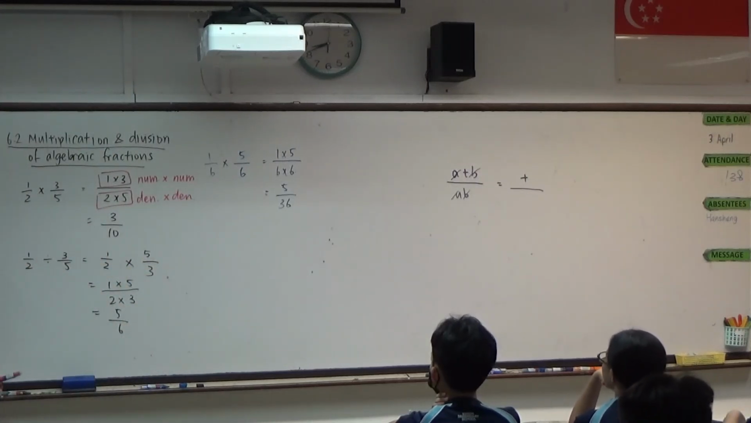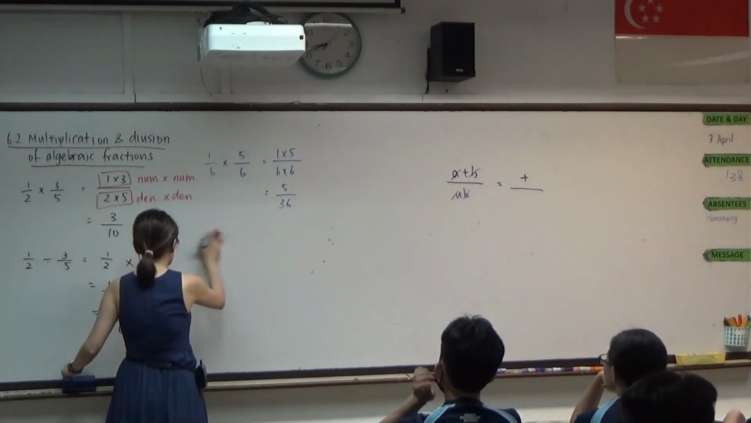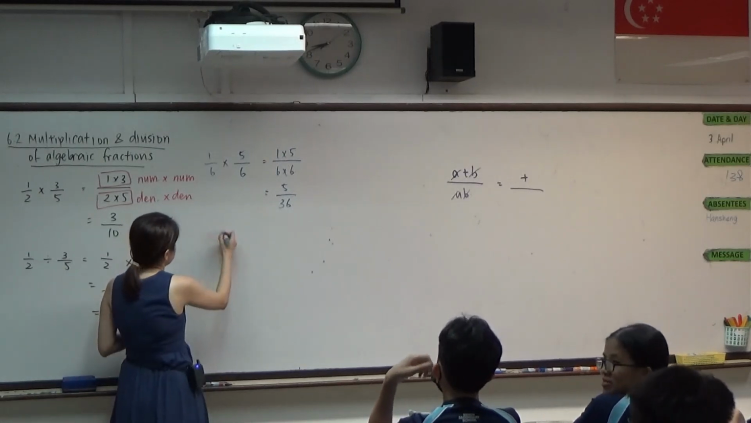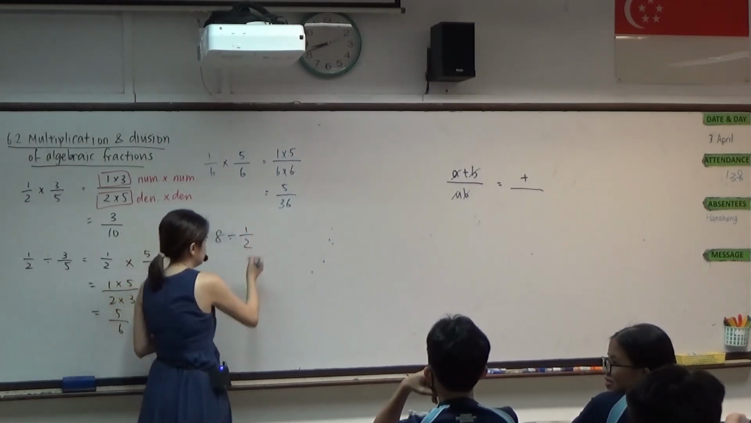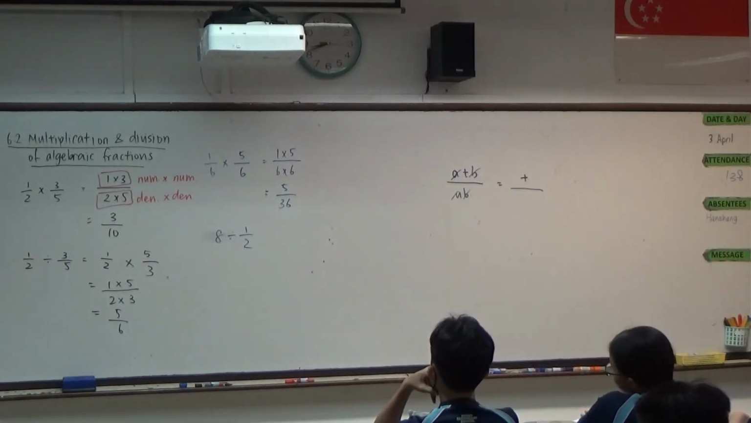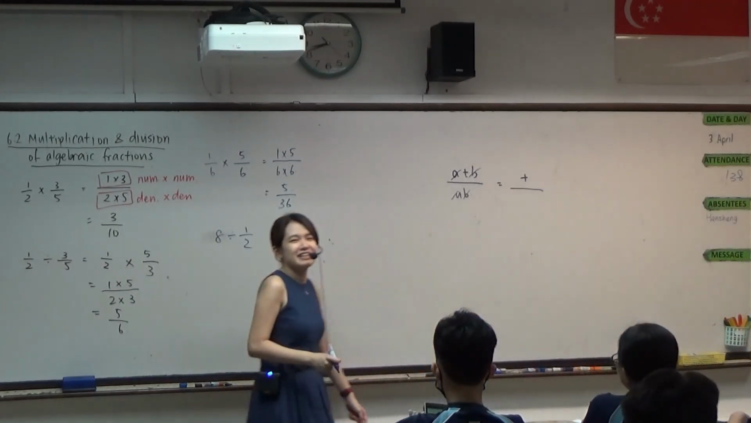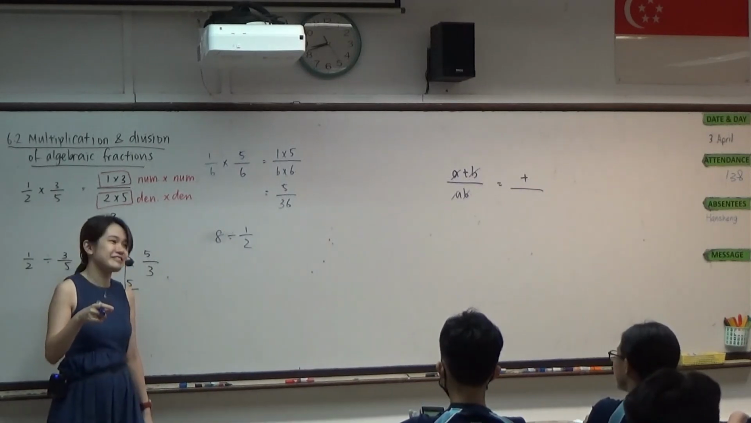Another thing that people tend to be confused by is division. What if I have 8 divided by half? What is 8 divided by half? Some say 4. 8 divided by 2 is 4.